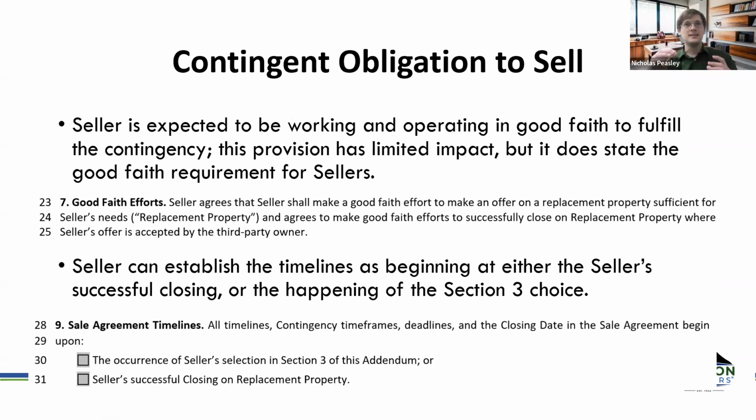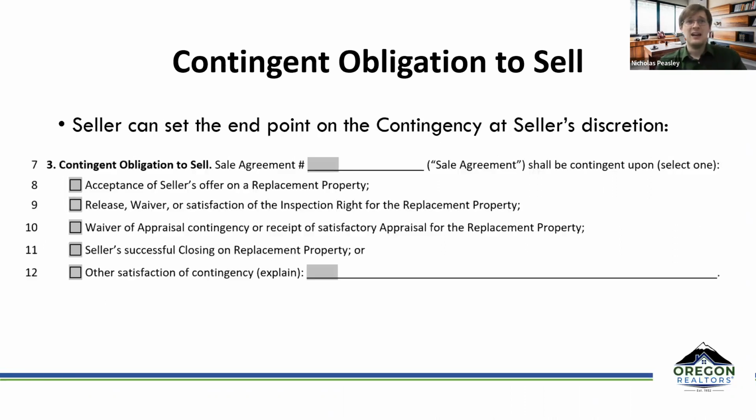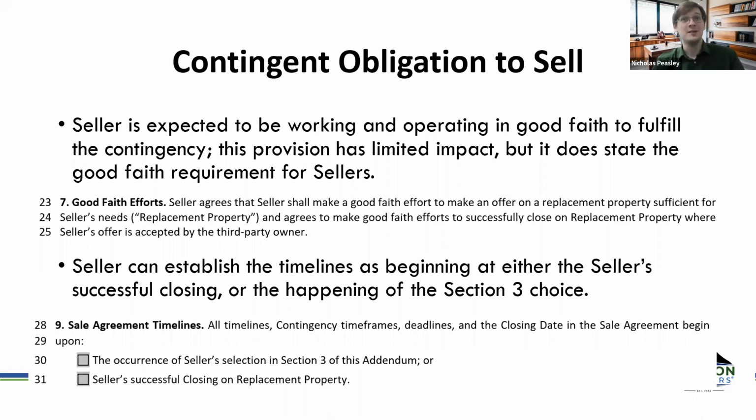Essentially, it delays all of the action. It puts everything on ice. It freezes everything until a slightly further date out. And the seller can choose the occurrence of their selection in Section 3, or they can choose successful closing on the replacement property. In theory, you could also set it up as all timelines begin immediately upon acceptance and mutual acceptance of the deal between seller and buyer. If you put it in this section, you could theoretically trigger the end of the contingent obligation immediately, but then you've defeated the purpose of your contingent obligation at that point. So seller can choose when all of the time frames begin, when they move forward.